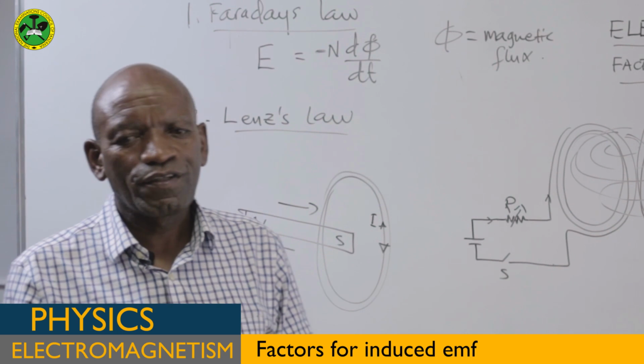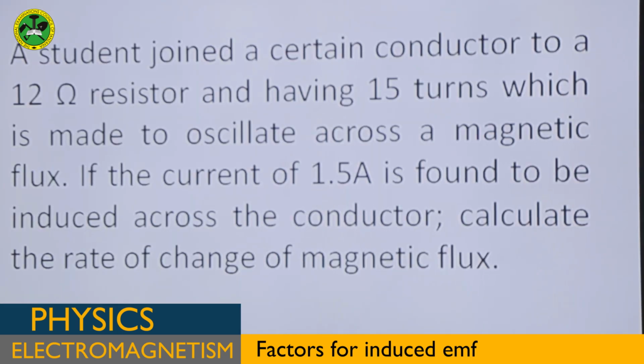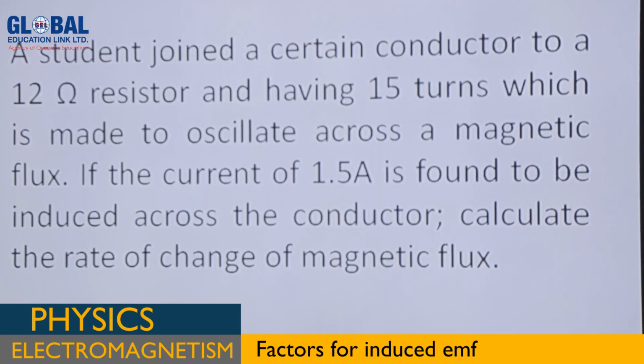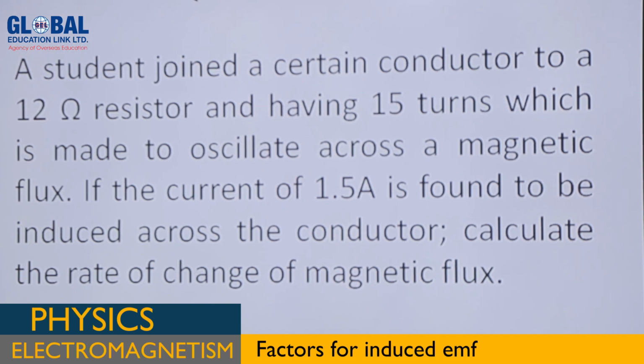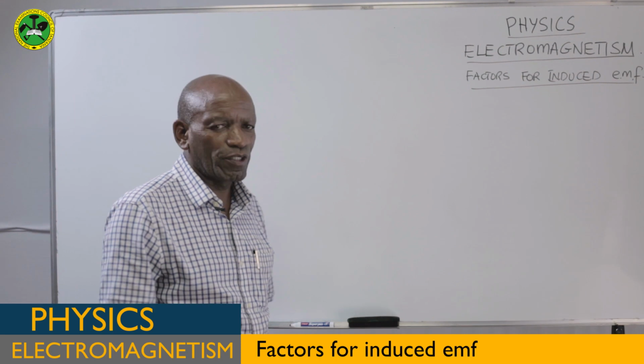Our first question says: a student joined a certain conductor to a 12 ohm resistor, the conductor having 15 turns, and it is made to oscillate across a magnetic flux. If a current of 1.5 ampere is found to be induced across the conductor, calculate the rate of change of the magnetic flux.